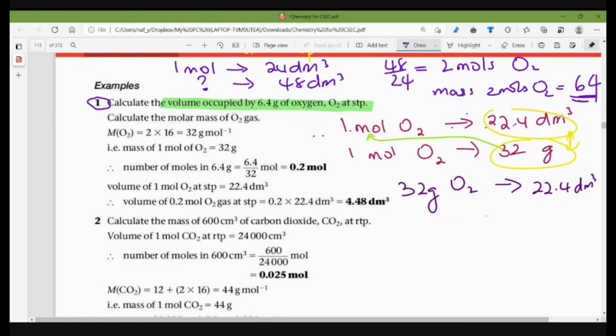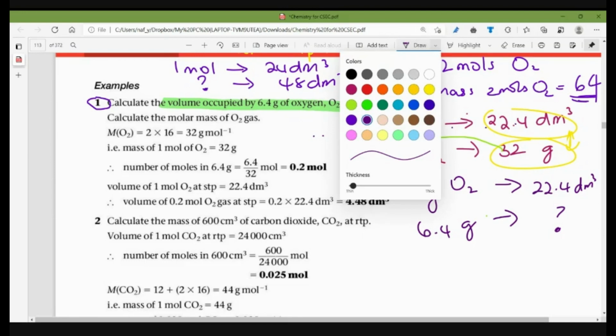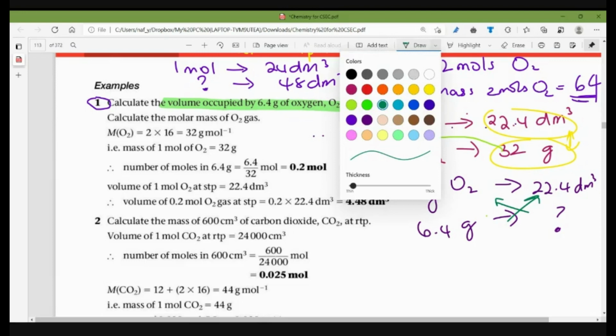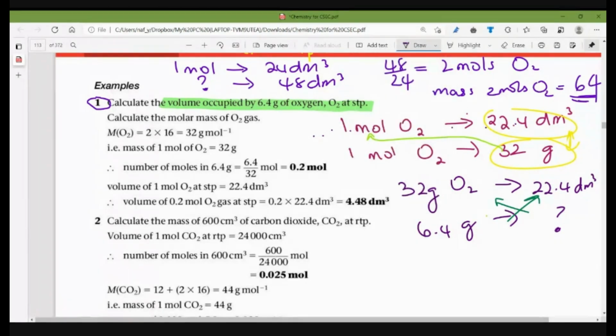And then I'm going to continue. What would 6.4 grams of oxygen occupy? That's what they're asking. Right? And of course, you can do math and cross multiply, but it boils down to you saying, listen, I have 6.4 grams out of my 32, which is my total. How much is that going to occupy? So I multiply that by my 22.4 and then I calculate. You should get 4.48 dm cube.